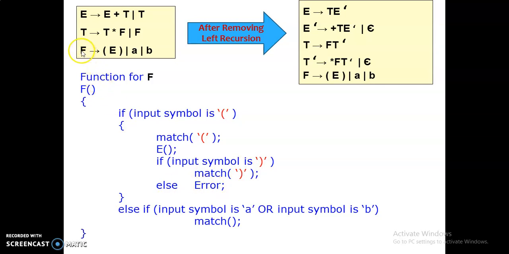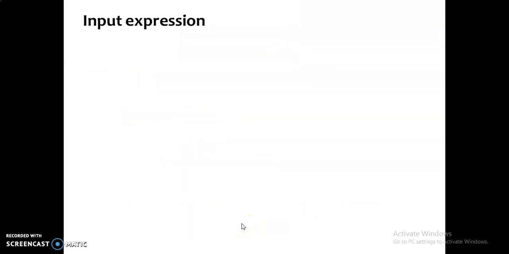F can also derive A or B. If the input symbol is not a left parenthesis, then it goes to else. If the input symbol is A or B, then match. So by using this grammar, we are going to write a C program to check whether the expression is accepted or not.